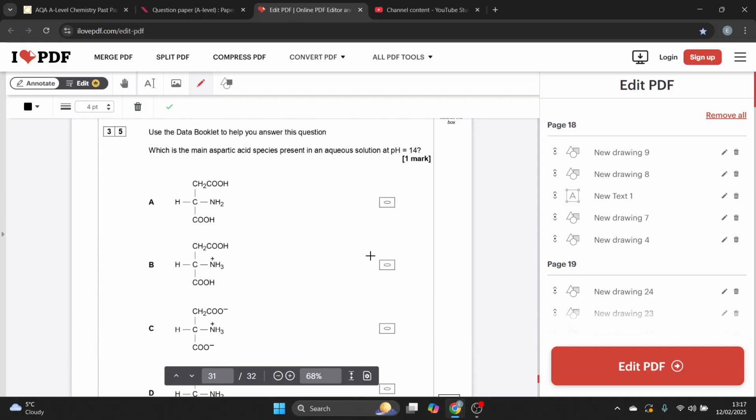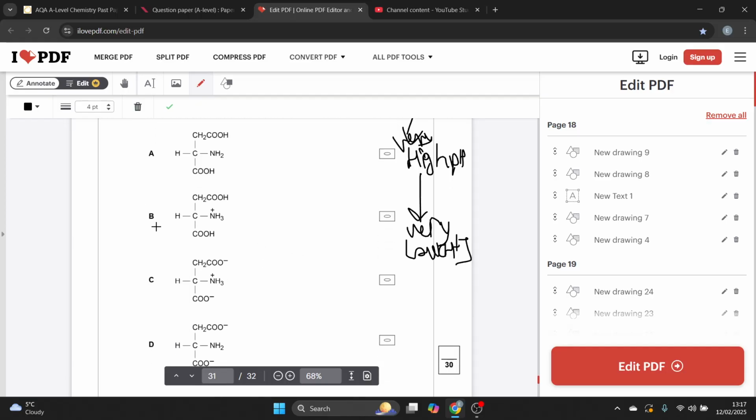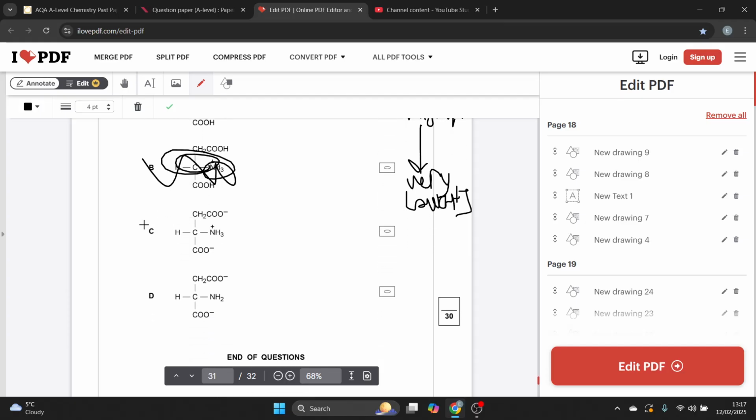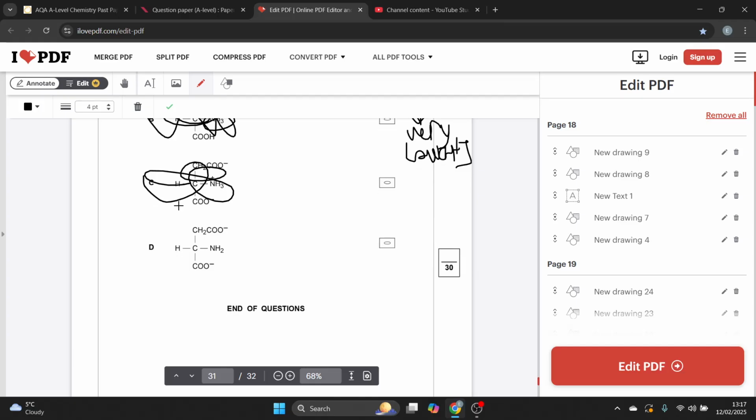Question 35. Use a data book to help you answer this question. Which is the main aspartic acid species present in aqueous solution at pH equals 14? pH equals 14. What does that tell me? High pH, very high pH actually. So what does that tell me? Very low concentration of H plus ions, because pH is minus log 10 of the concentration of H plus ions. So it's not going to have a positive charge, like with the hydrogen. Definitely not those two. So I'm left with A and D.